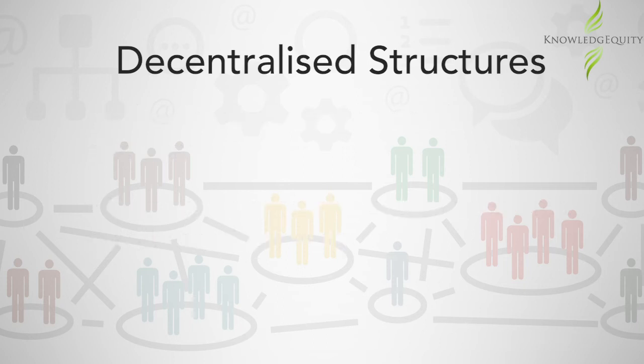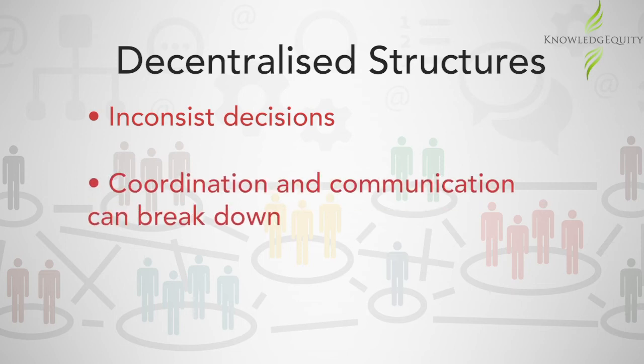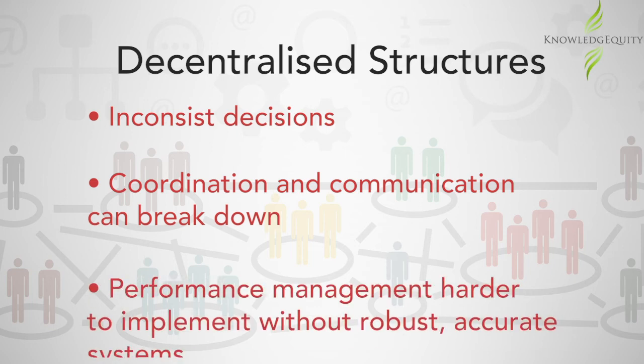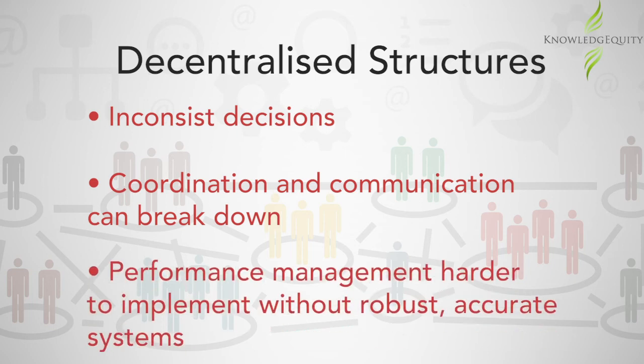The biggest is that the different business divisions will begin to make inconsistent decisions and the coordination and communication of initiatives can break down. Performance management across decentralised structures may be harder to implement if robust and accurate systems are not in place.